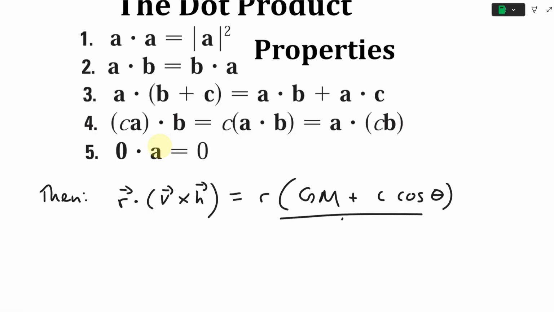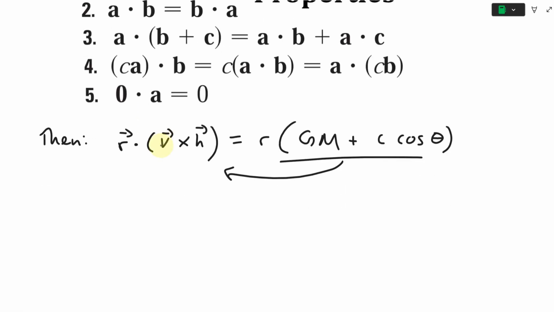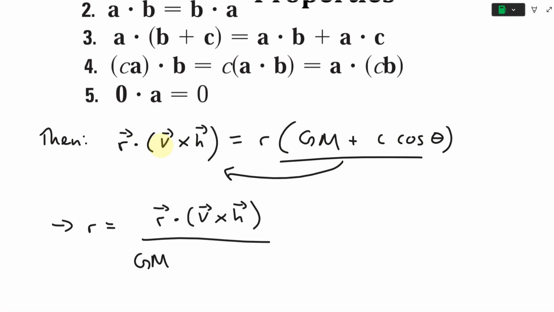Now we're going to take this and move it over to this side and solve for r. So we get r is equal to, basically the magnitude of r, the position of the planet relative to the sun, is going to be equal to its position vector r dot with v cross h, and then I'll divide this by GM plus c cosine theta.